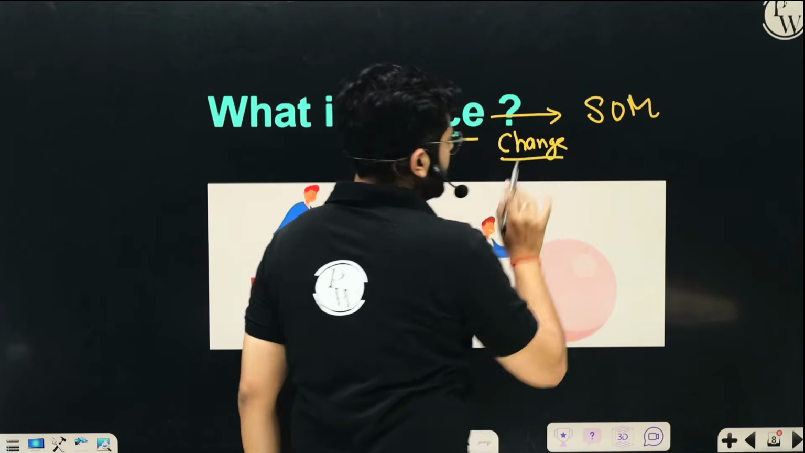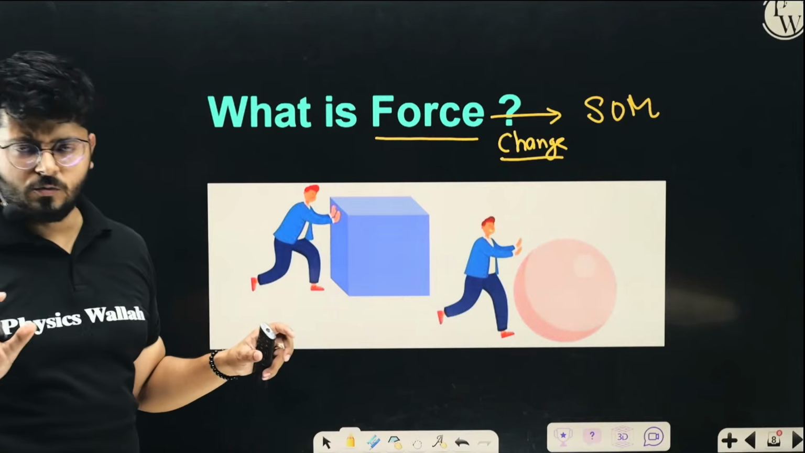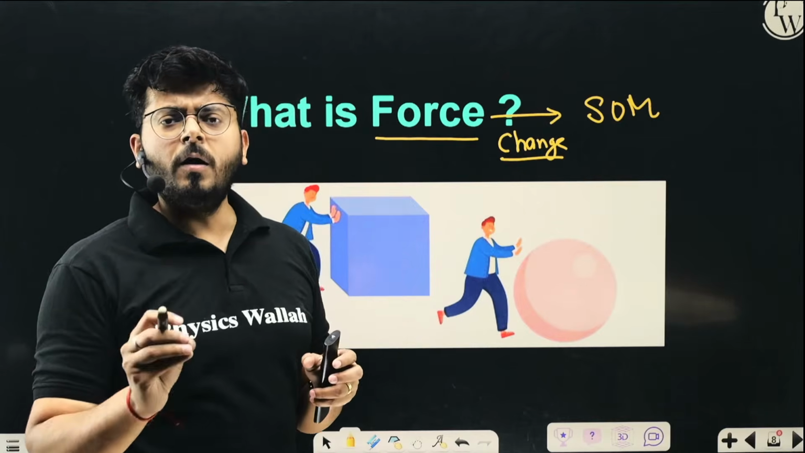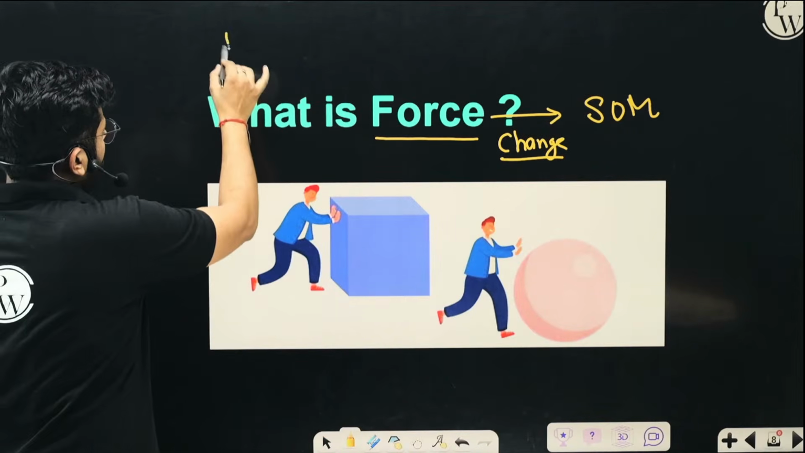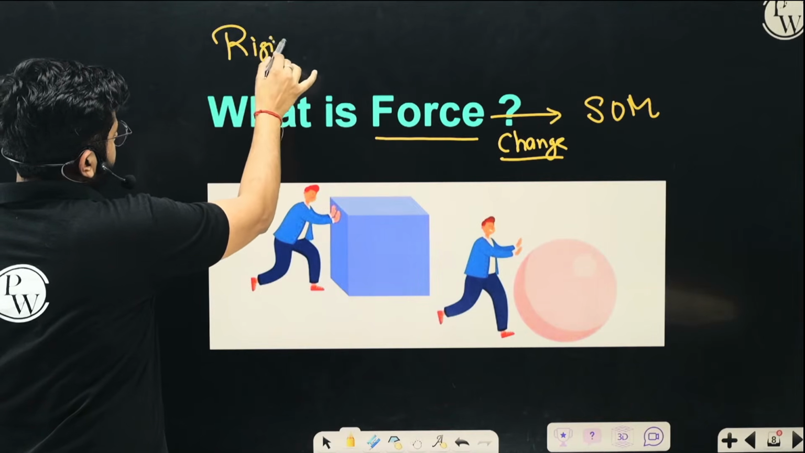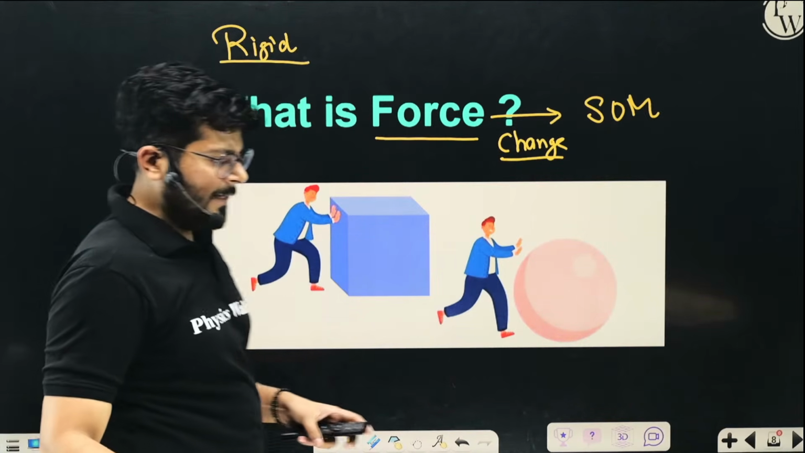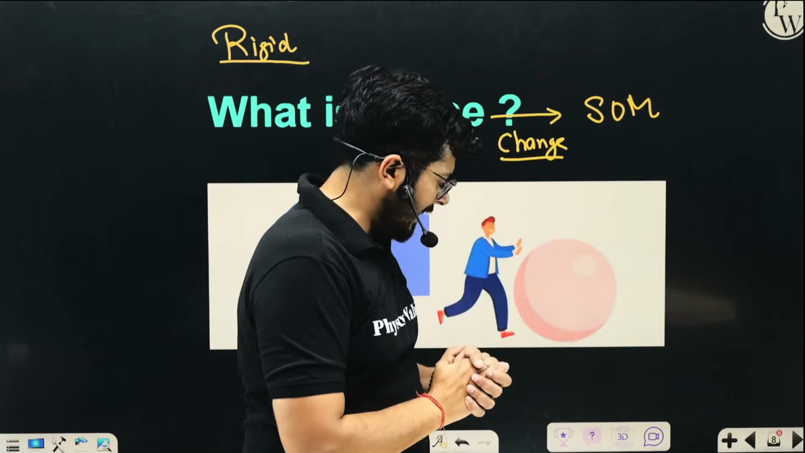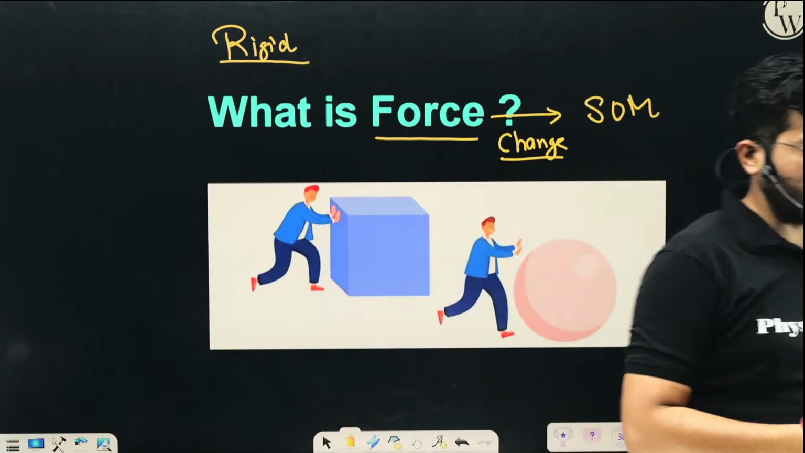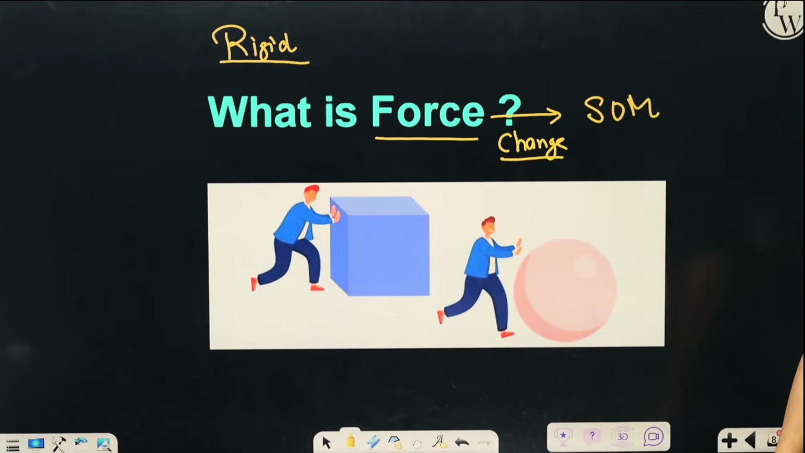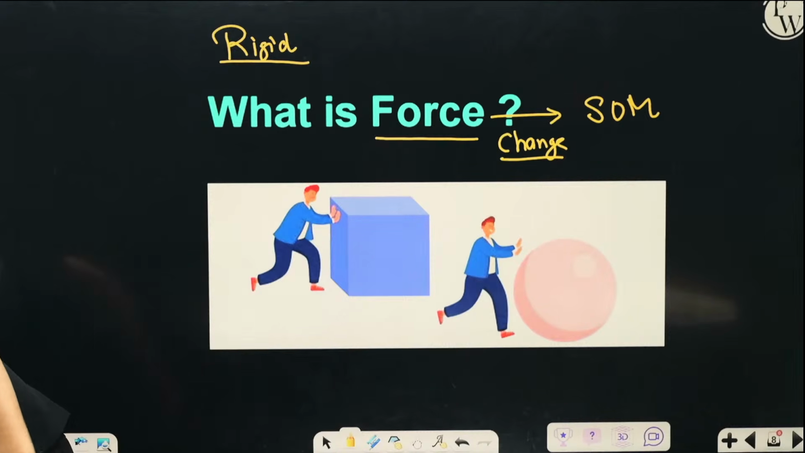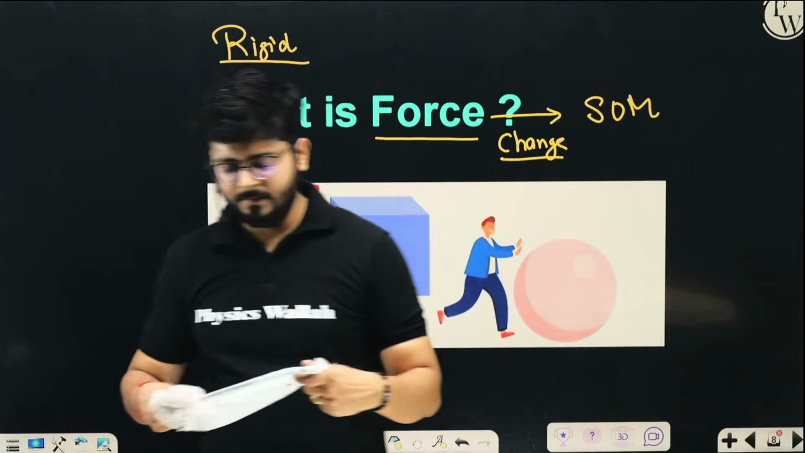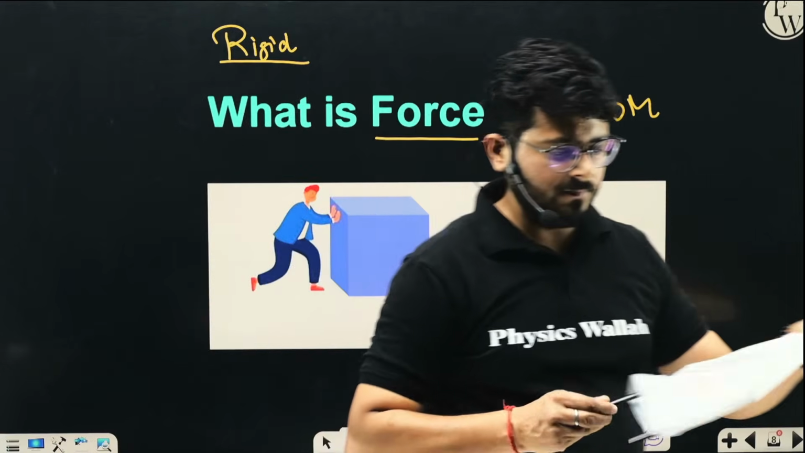The force can also change the shape, but we are not dealing with those bodies. We are talking about only rigid bodies. For example, here you see that I have this piece of paper, or you can take anything. For that matter, imagine that I have this polythene.